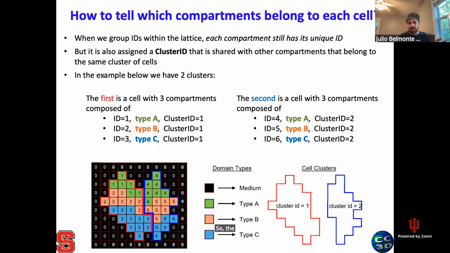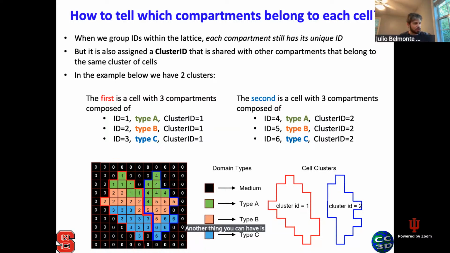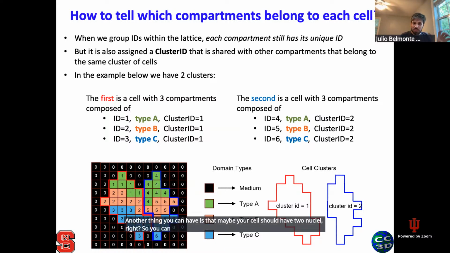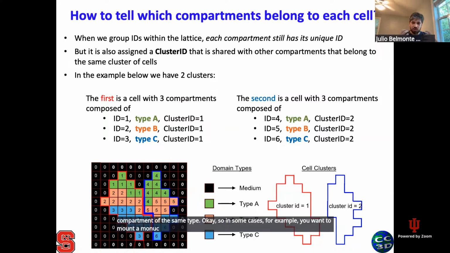CompuCell3D is more agnostic about exactly how you interpret it, so you can use it to do different things. But for simplicity, in this model, a cluster ID is usually a cell with different types of compartments inside it. Maybe your cell should have two nuclei, right? You can have a compartmental cell with two nucleus-type compartments inside it. There's no rule that you can have only one compartment of each type inside the cell. You can have a cell with multiple compartments of the same type. For example, if you want to model a multinucleated cell, you can have a cluster ID with 2, 3, 4 or 5 nuclear compartments inside. That's something you can also do.